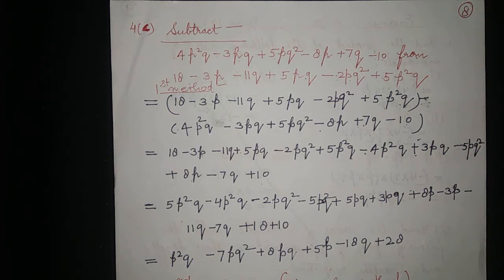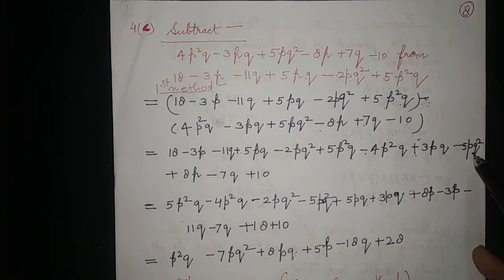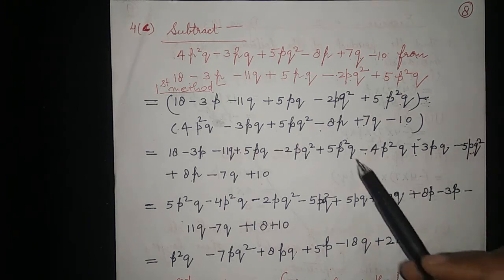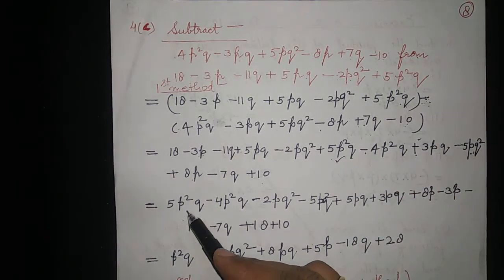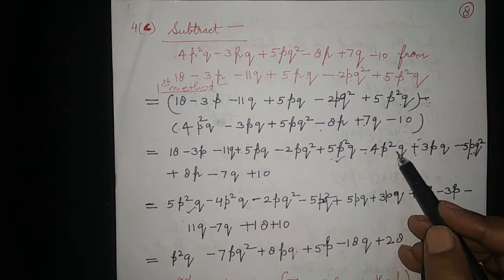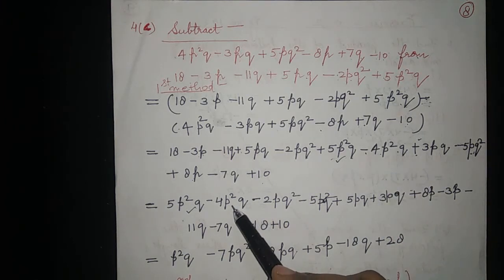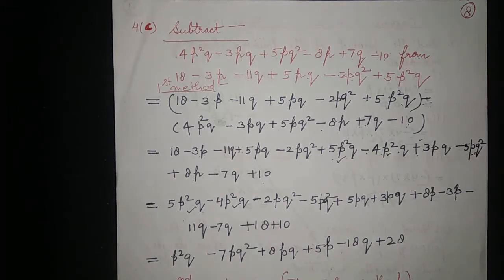Now we will arrange the terms. The greatest power is 5p square q. So here first we will write 5p square q, this one. Then minus 4p square q we will write. Here minus 4p square q you have written, because these both are like terms.